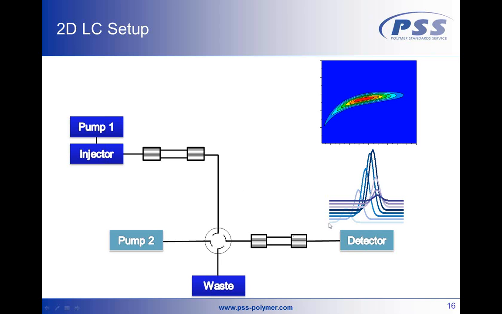So what we obtain is size exclusion chromatograms for each fraction that we have transferred from the first into the second dimension. So we have a series of GPC chromatograms which are linked via the injection time to the retention time in the first dimension, and if you plot it in the right way, you get these fancy pictures.